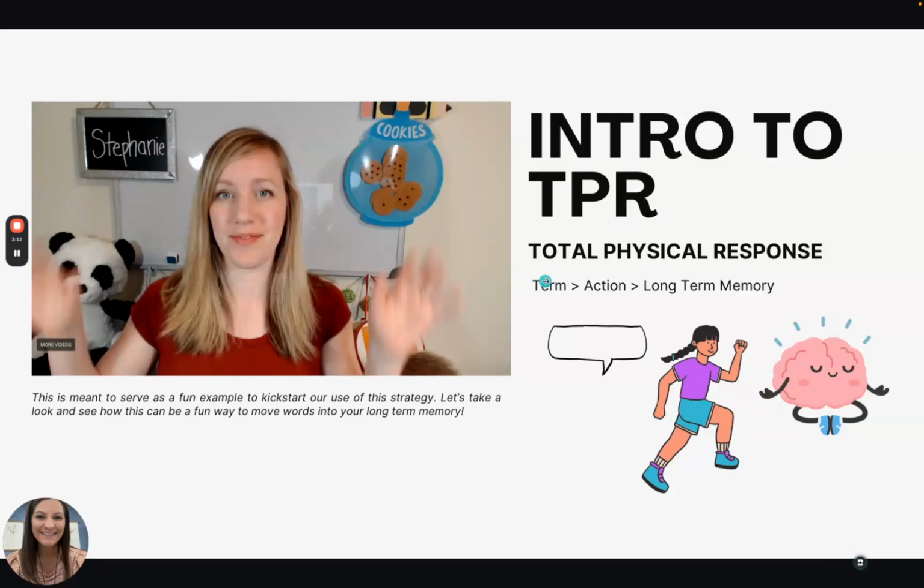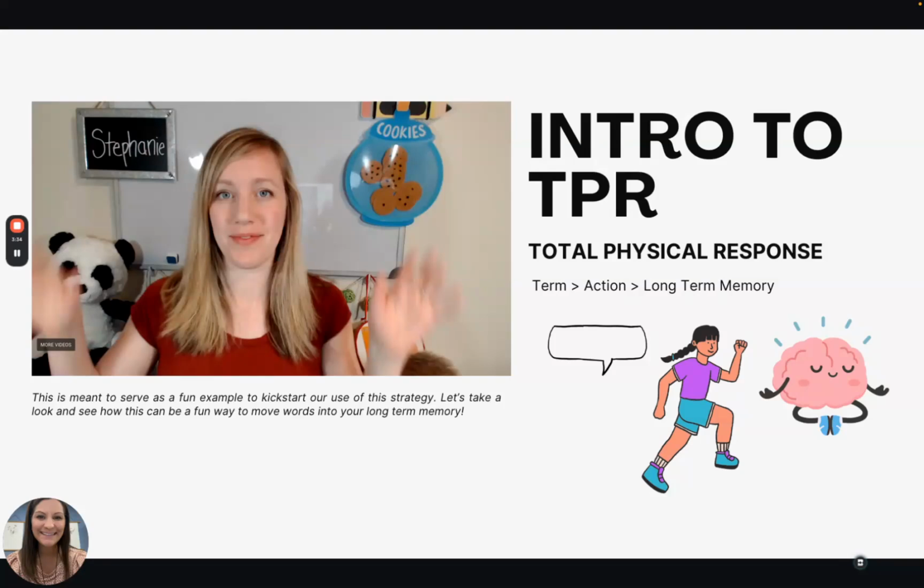And that is when you are applying an action to the term, a physical action, a physical response, just like you saw in the video. Every time she mentioned the word butterfly, she was doing a butterfly motion, flying, working. She was typing on a computer. So she was almost over exaggerating. She was also very consistent with her motions.